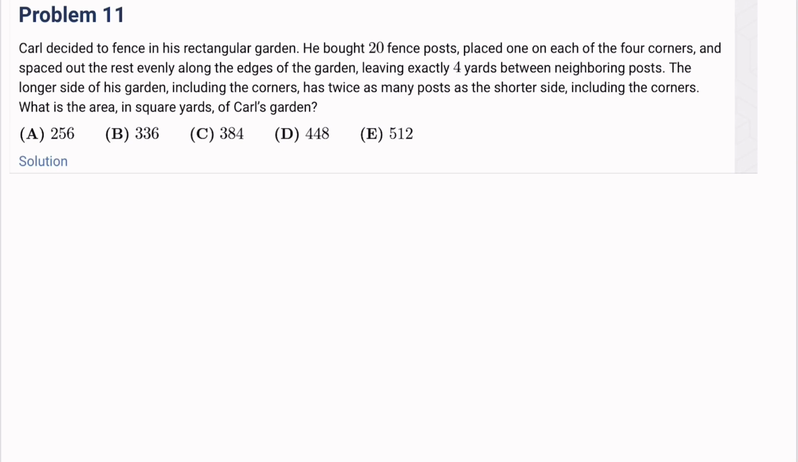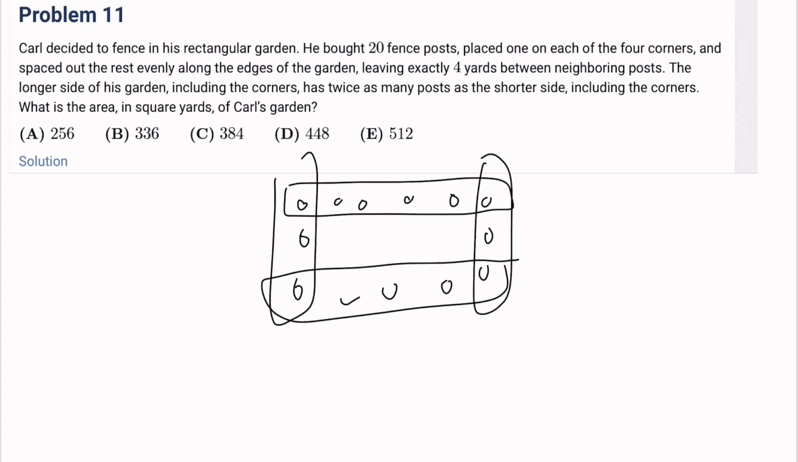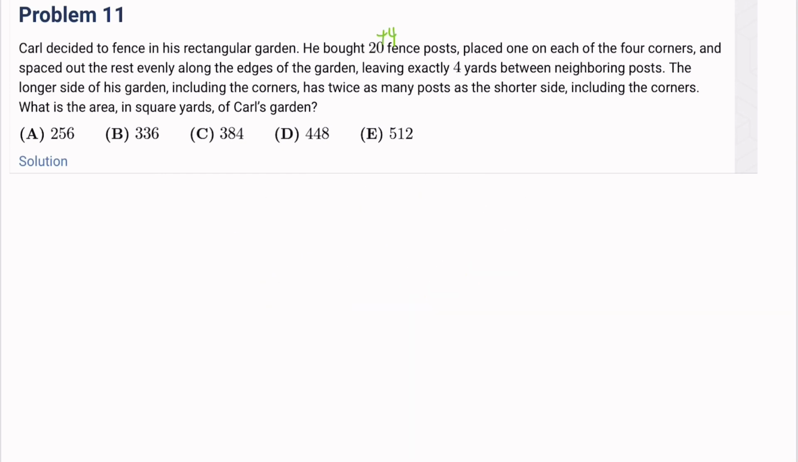Okay, so Carl had 20 fence posts, but if you try to model this, then when you count the number of posts on each side, you will see that all of these corners are counted twice, right? And so to make life easier, we will add 4 to the number of fence posts, so that we can calculate the number of posts more easily, right? So if we add 4 to 20, that gives us 24 posts, right?